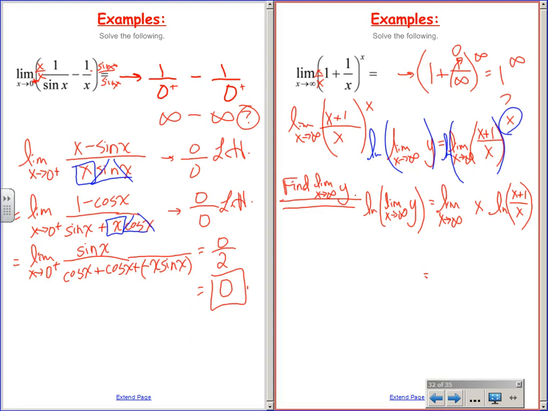Now here's the sad part. If I plug in infinity now, I would get infinity times ln of infinity over infinity, which would go to 1, and ln of 1 is 0. Sadly, another indeterminate. So I'm not going to plug in yet. I'm still trying to get an f over g for L'Hopital's. So to get an f over g, I'm going to say multiplying by a fraction is dividing by its reciprocal.